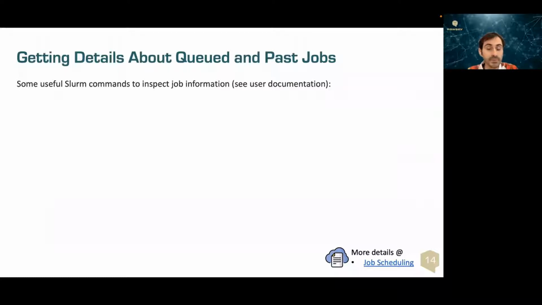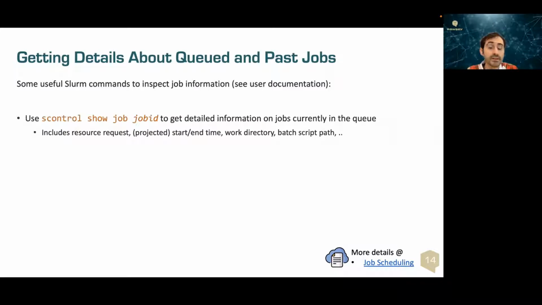Okay, a couple more slides before a small pause in this module. This one is just about some extra potentially useful Slurm commands that I'm not going to demo on the terminal, but just mentioning, and there is more information in the user documentation on the Pawsey website. There is a command that allows you to inspect detailed information for a job that is currently in the queue, either waiting or running, and it's scontrol. It gives information such as the resource request, starting and end time, work directory, even the path to the batch script that was used to submit the job, and so on.